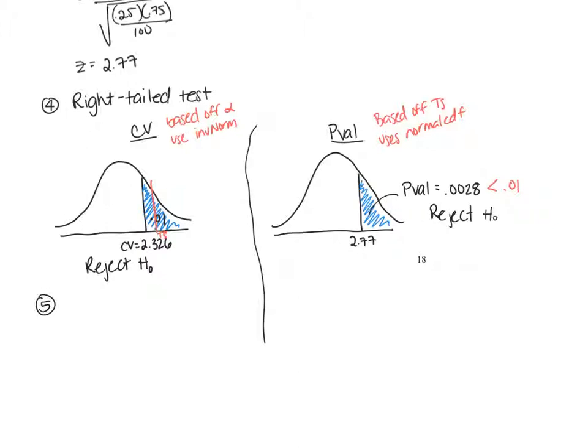Now we state our conclusion. There is enough evidence that more than 25% of Comcast customers have a service bundle with a telephone line.